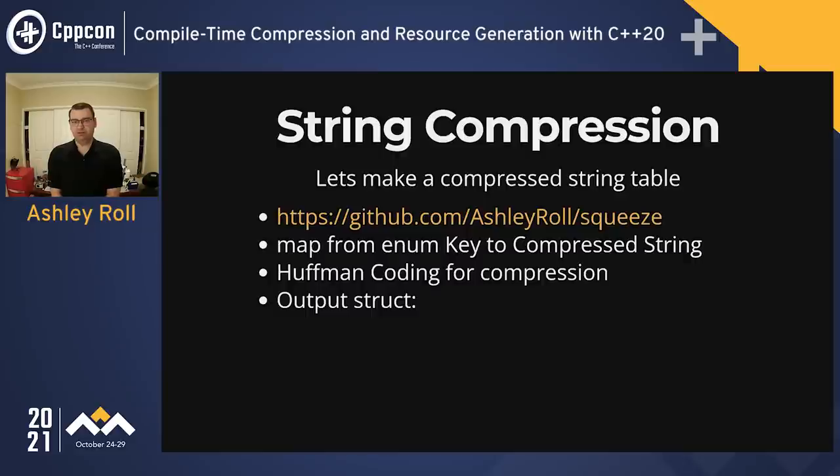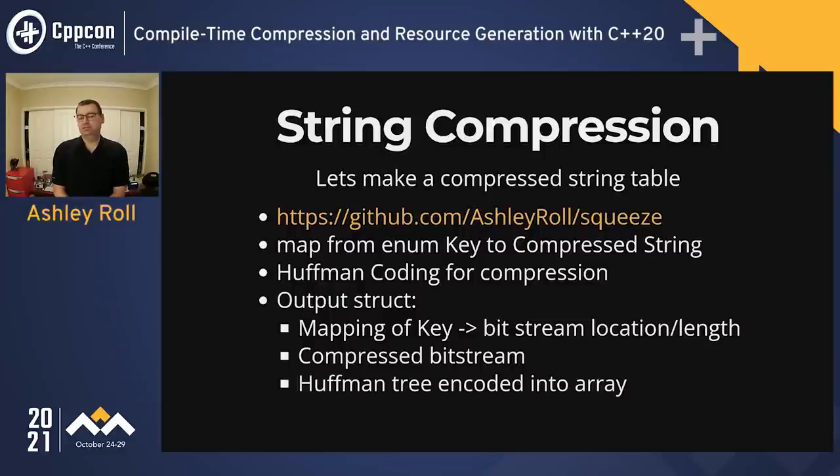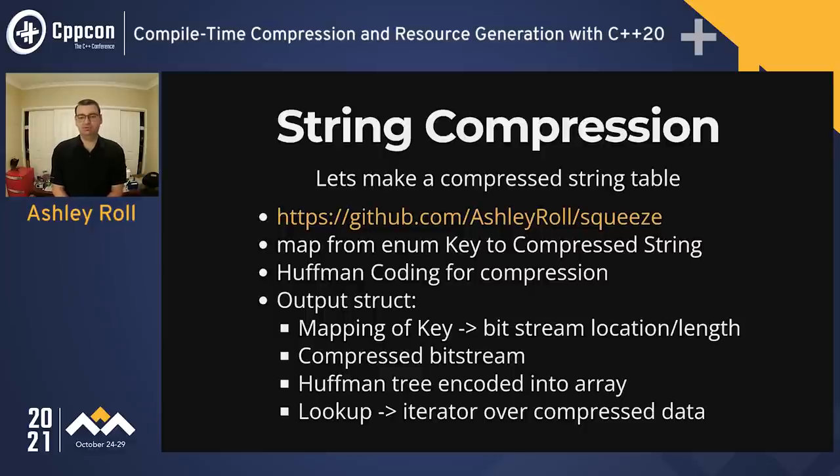When we create the table, we're outputting a structure that has a mapping of the input key to a bitstream location and a length of the original string. We're outputting the compressed bitstream itself, which we build by combining all the strings together. We output a Huffman tree encoded into an array so that we can use that bitstream to decode the underlying characters. And we create a lookup method which returns an iterator over that compressed data. The reason we want to use an iterator is so we don't have to decompress the entire string and return it, which would be kind of defeating the purpose of storing the string compressed in the first place.